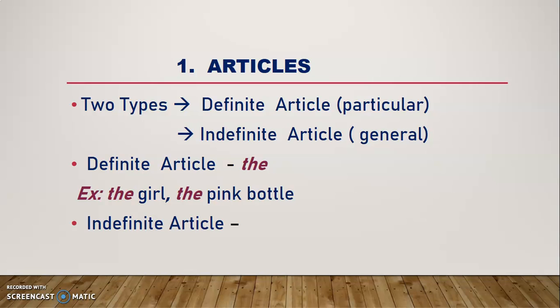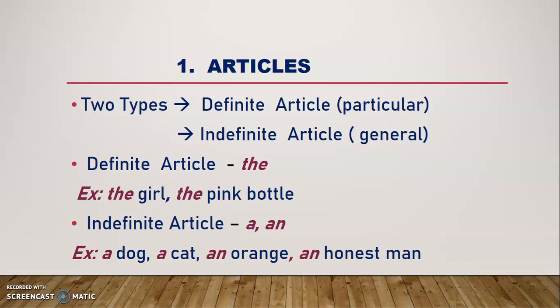Next one is the indefinite article. A and an are known as indefinite articles. They mention things or people in general. A or an means one. Example, a dog, a cat, an orange, an honest man. In all these examples, the object is in singular case.